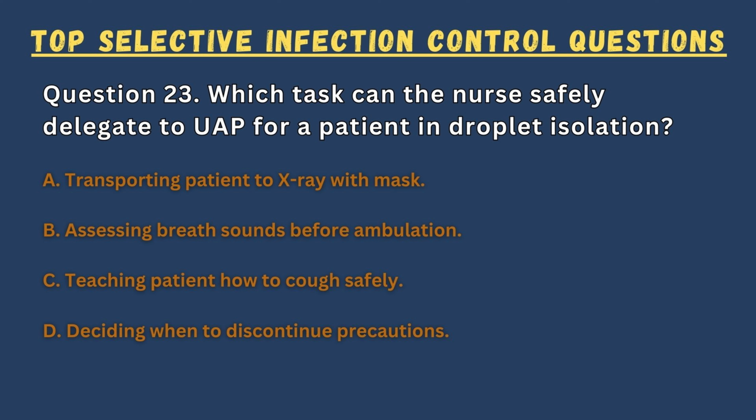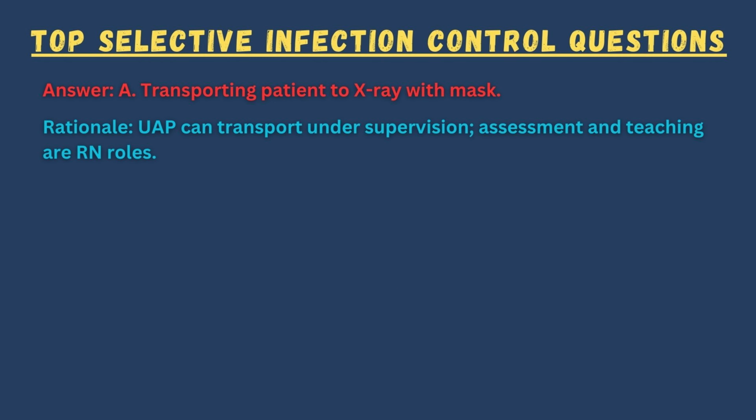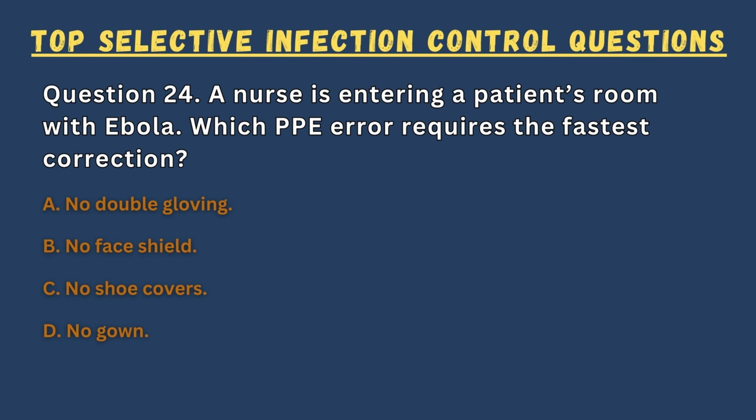A. Transporting patient to X-ray with mask. B. Assessing breath sounds before ambulation. C. Teaching patient how to cough safely. D. Deciding when to discontinue precautions. Answer: A. Transporting patient to X-ray with mask. Rationale: UAP can transport under supervision. Assessment and teaching are RN roles. Question 24. A nurse is entering a patient's room with Ebola. Which PPE error requires the fastest correction?